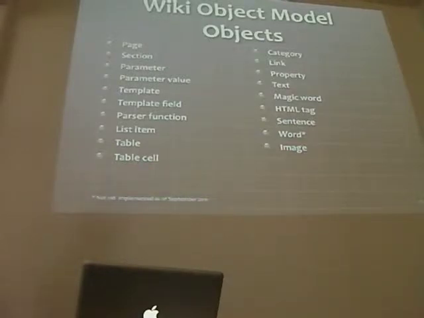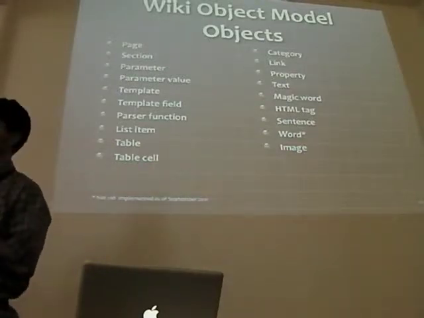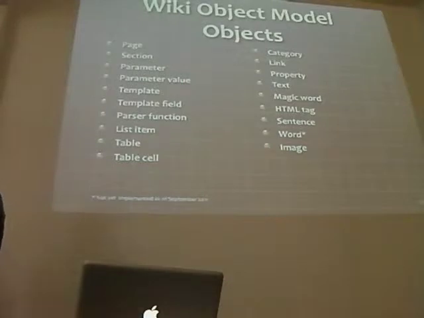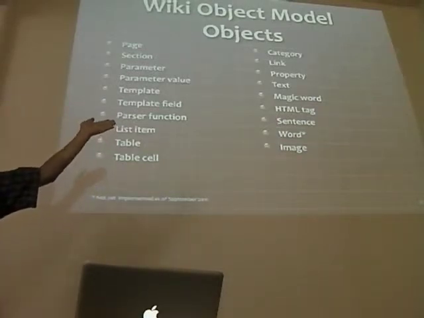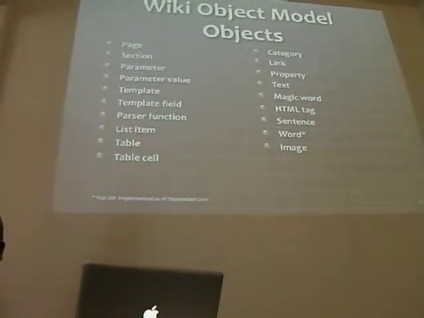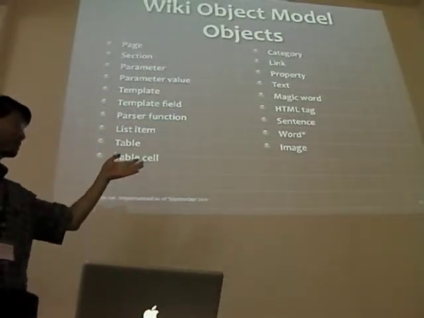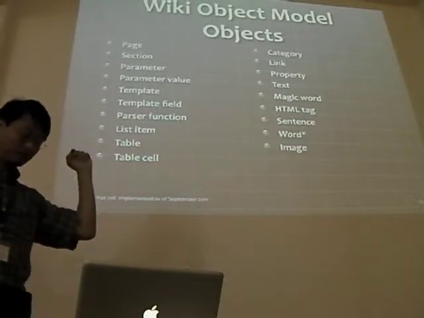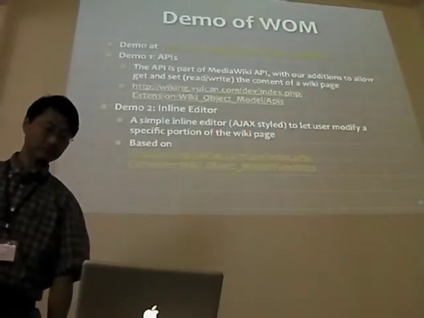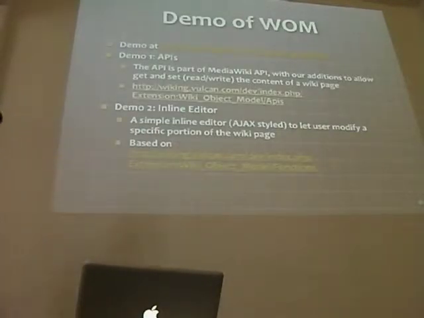Page, section. It knows parser functions. It handles templates as well. You can change the value within the template by calling the API. You can also get a magic word, and change the search sentence of maybe some paragraph there. So I'm going to have a quick demo here.